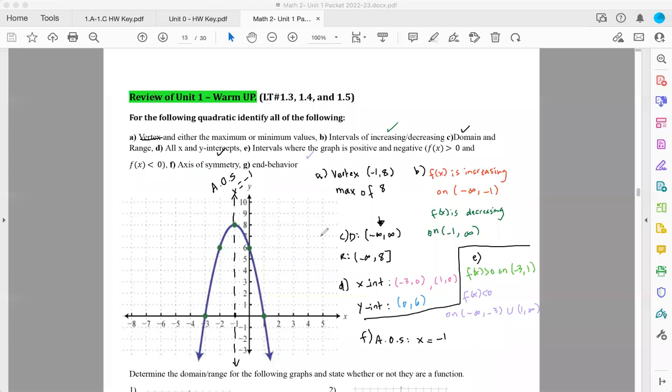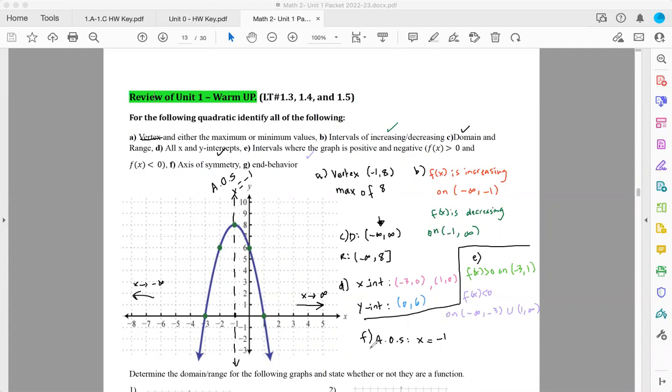Lastly, end behavior. End behavior is basically what's happening towards the end of the domain. So what happens as x goes to infinity, meaning as x goes all the way to the right, and what happens as x goes to -infinity, meaning as x goes all the way to the left. What happens to the graph when we say what happens?